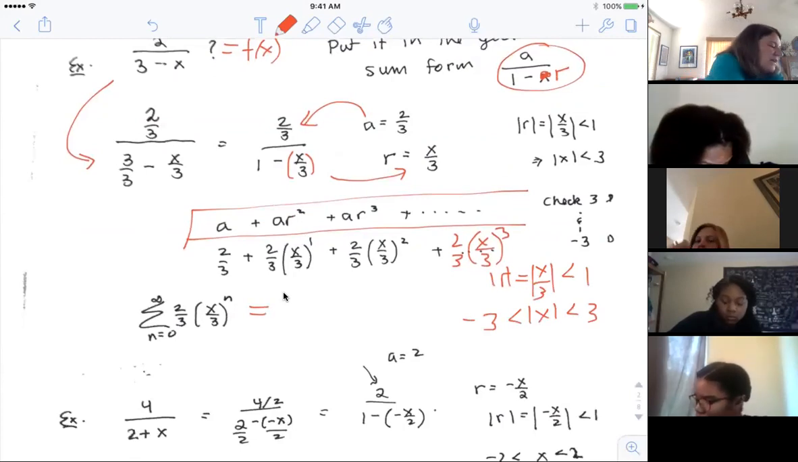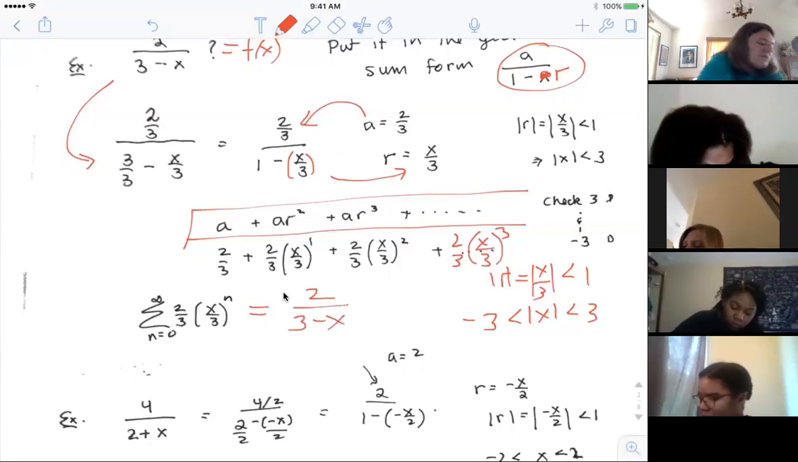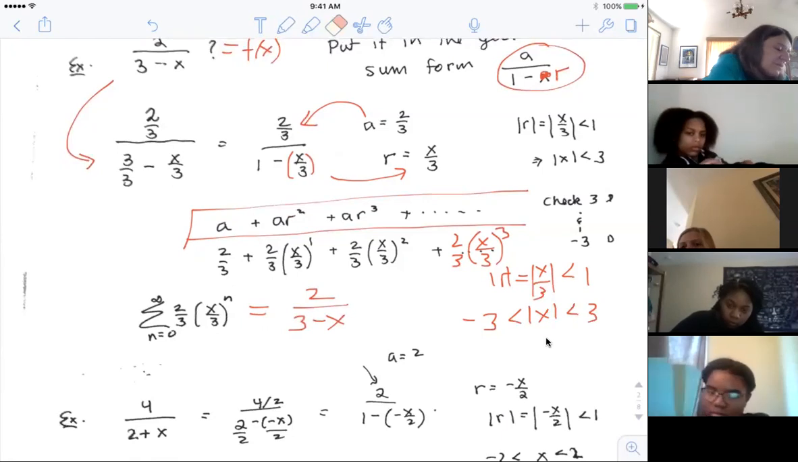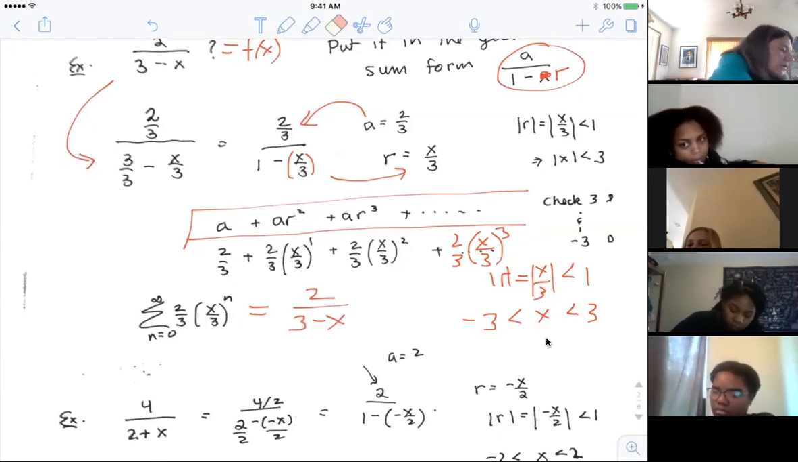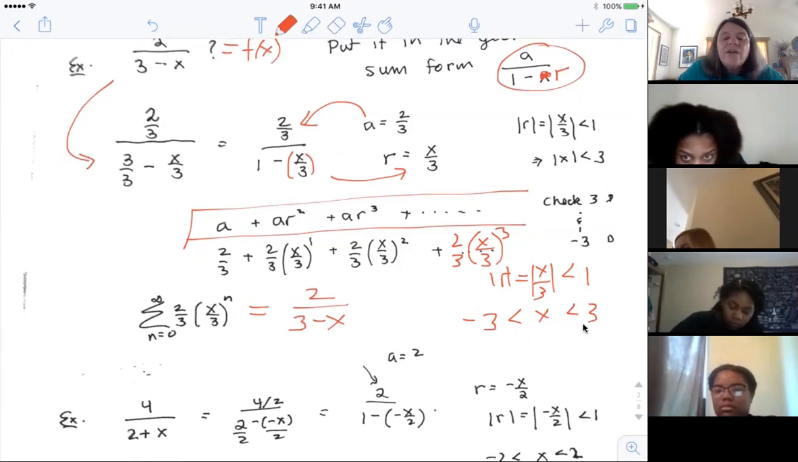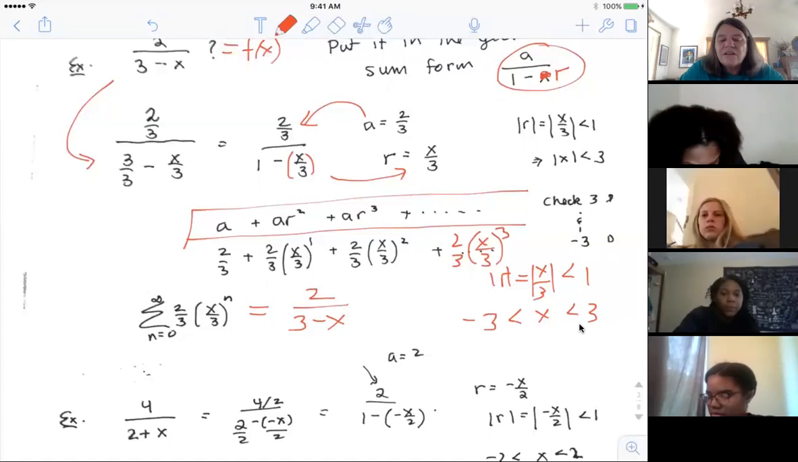So this function that I started with, 2 over 3 minus x, the series representation or the sum of that series is valid everywhere it converges. It's almost like this is the domain. Now, if R is 1, you end up with just a string of constants to add. It will diverge at both -3 and 3, because with a geometric series, it has to be less than 1.